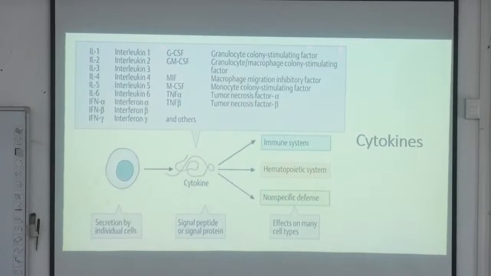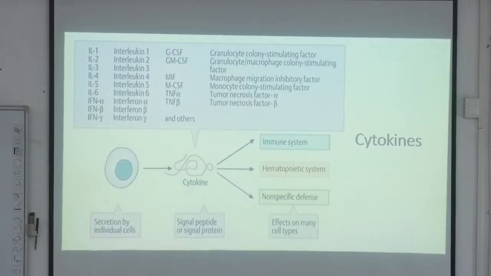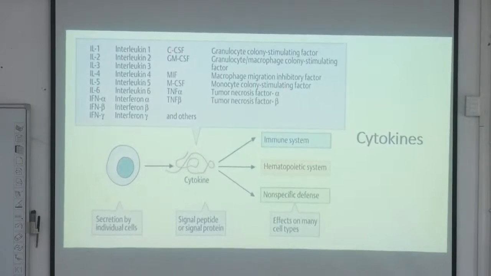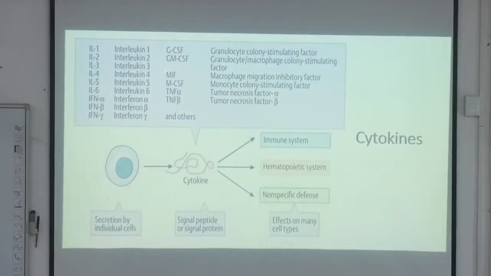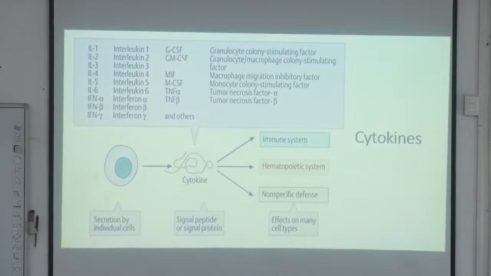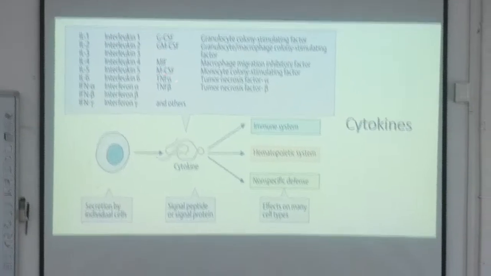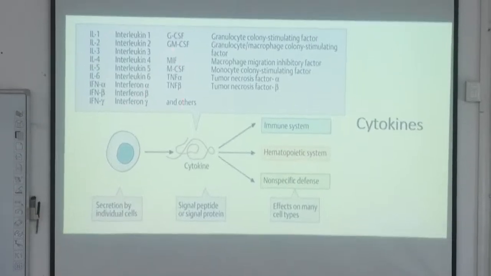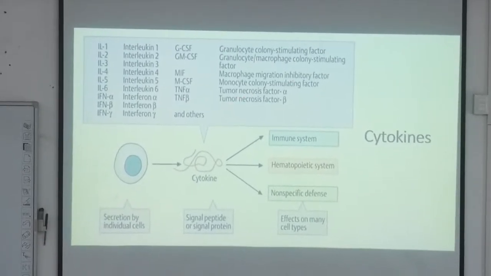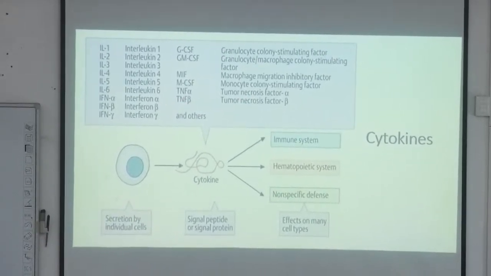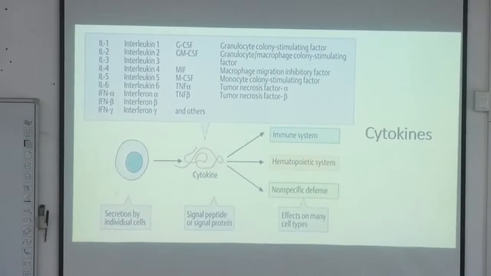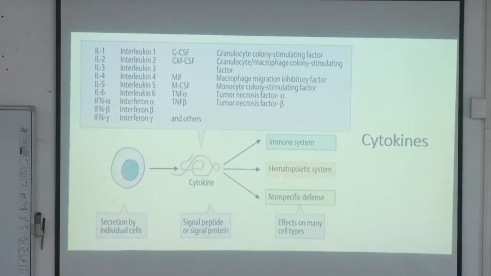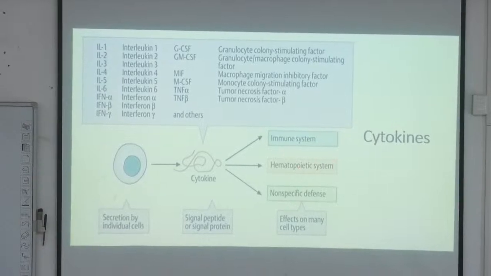Other cytokines involved in hematopoiesis are GCSF, GMCSF, that is granulocyte colony stimulating factor, granulocyte monocyte colony stimulating factor, monocyte colony stimulating factor, okay? And last but not the least are tumor necrosis factor alpha and tumor necrosis factor beta. So I have told you these have a variety of functions: immune system, hematopoietic system, non-specific defense, etc.